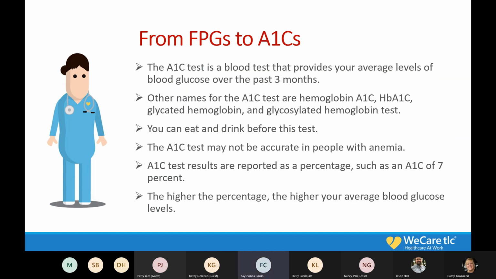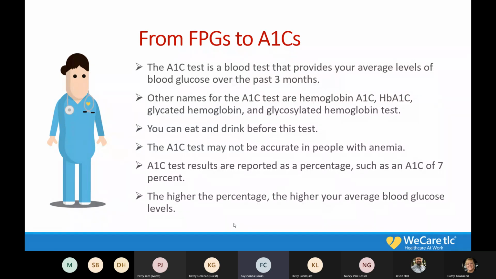So from FPG to A1C, we talked about the fasting plasma glucose. The A1C test, as stated, gives an average of blood glucose levels over the last 3 months. When I started nursing about 30 years ago, it was always just hemoglobin A1C or HbA1c. But now in medical terminology, we've seen them drop the hemoglobin, or the Hb, and refer to it generally as A1C, and everyone understands what that term is.